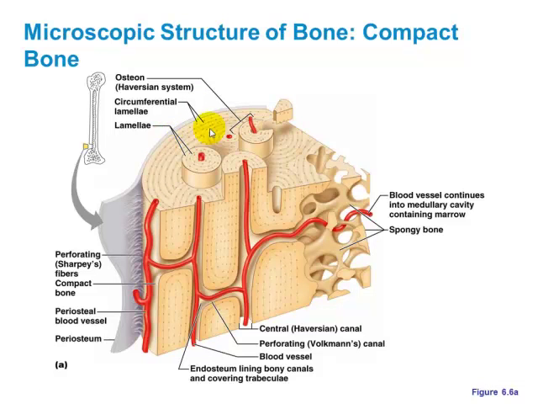Because these osteons are circular, you can imagine if you have a whole bunch of circles together, there's going to be tiny spaces in between. Okay? Those tiny spaces are filled with little lamellae that are called interstitial. The word interstitial means between the spaces. Okay. So those are the different types of structures that we would see.